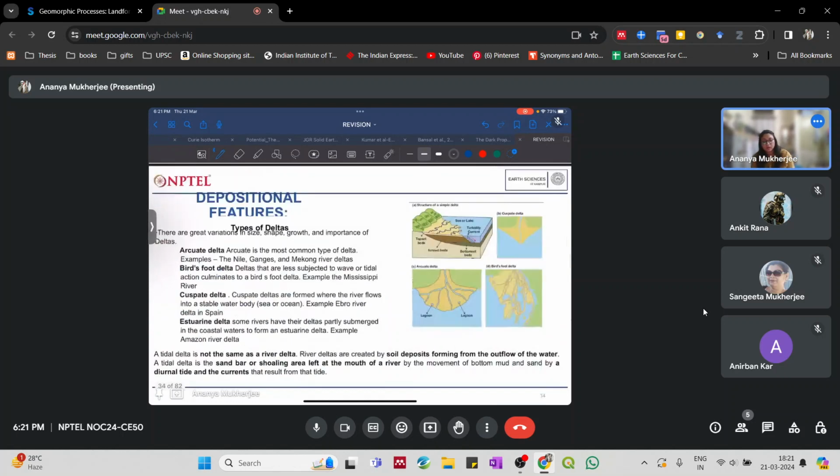Okay. Then the most important depositional feature associated with the fluvial geomorphic processes is the development of deltas. So you can have arcuate, bird's foot, cuspate, and estuarine. These are all different kinds of shapes; they are classified with respect to the shape. So the Ganga that we have in India is actually a type of arcuate delta. There is a tidal delta also. Tidal delta is different than your river deltas. Okay, so these are mostly the river deltas, not tidal deltas.